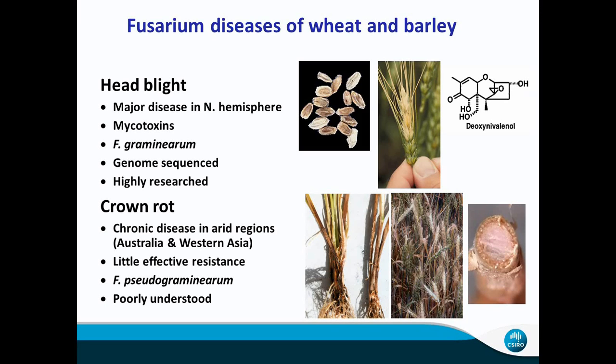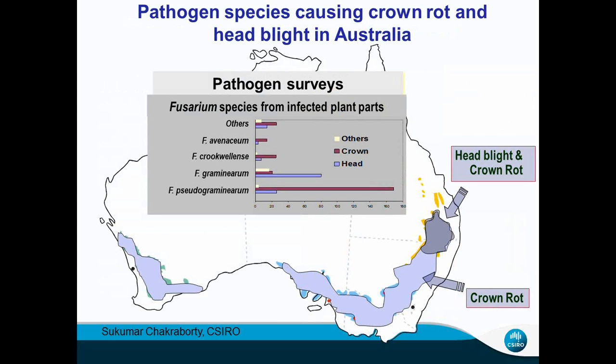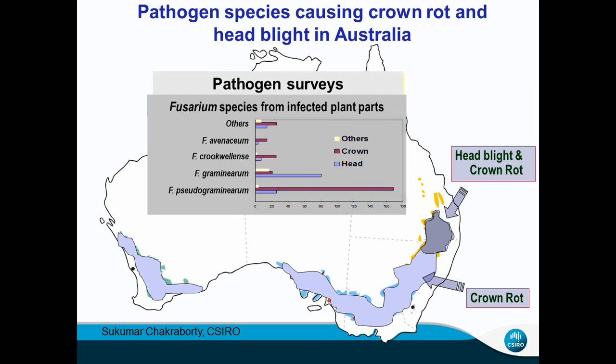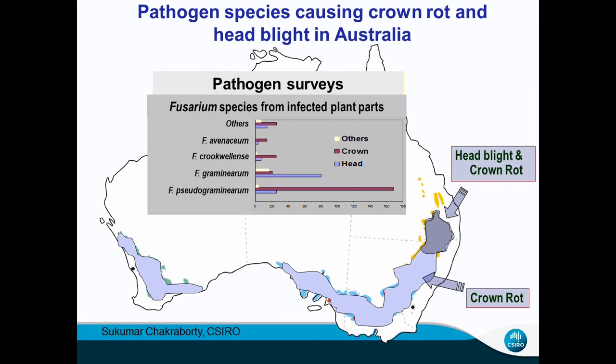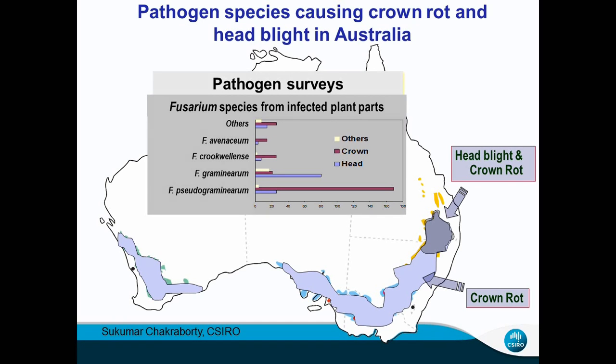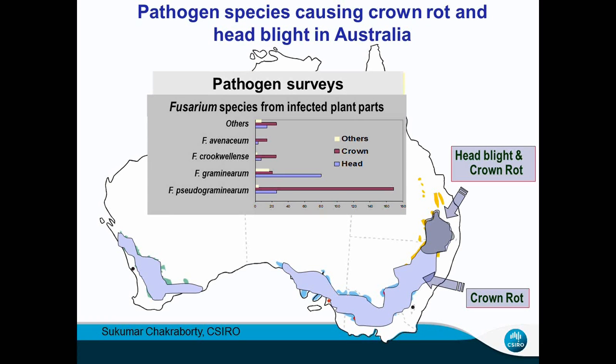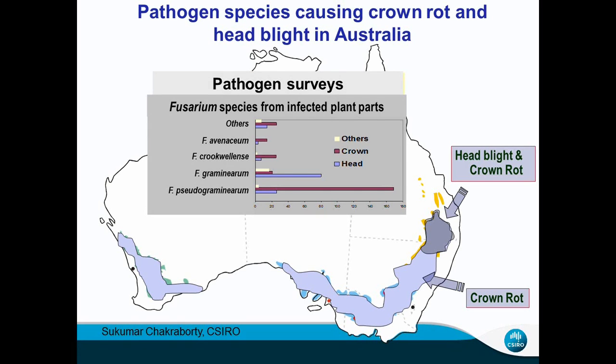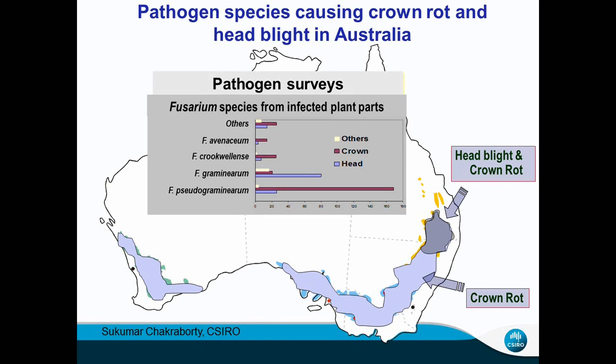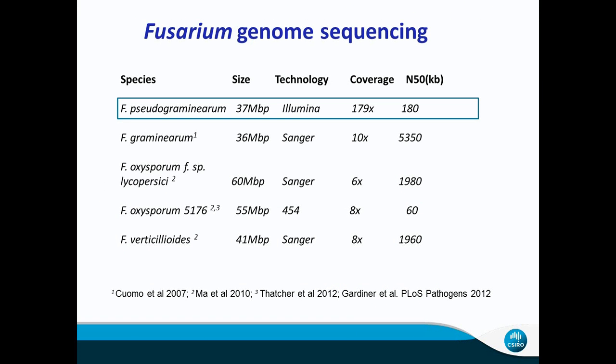These two pathogens cause quite a bit of damage. Crown rot and head blight are quite widespread in Australia, especially around what we call the wheat belt of Australia, according to our surveys. In our region, both head blight and crown rot can be seen, but in most other regions, mainly the crown rot caused by Fusarium pseudograminearum. So we do quite a bit of work on these two pathogens as well.